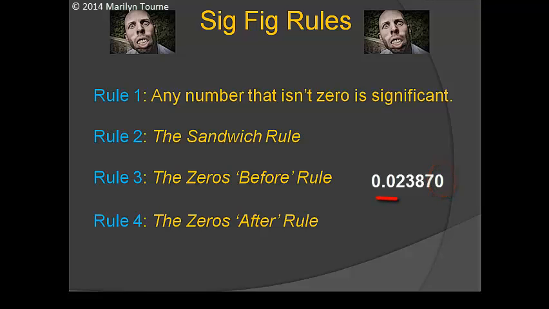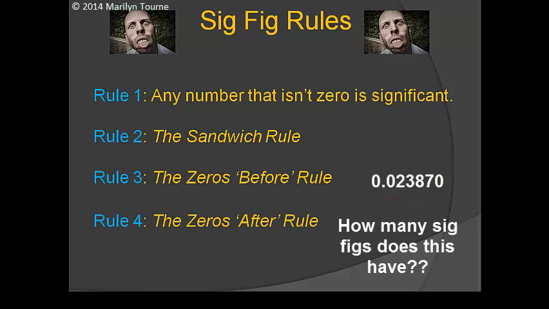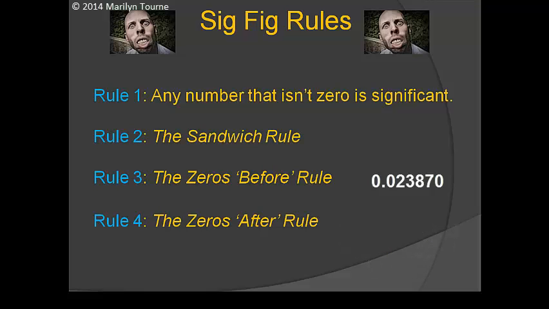And that one says that if you have zeros after non-zero digits, those zeros are only significant if you see a decimal point. I want to point out that for rule number 3, the zeros before rule, even if you see a decimal, but it's before the first non-zero digit, that 0 is still insignificant. Realize that difference between rule number 3 and rule number 4.